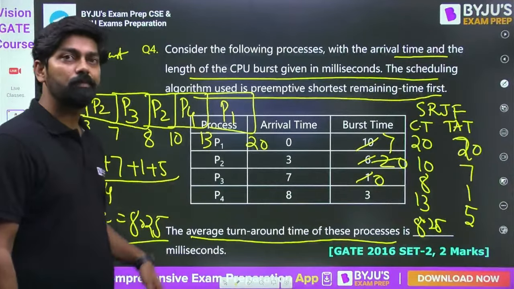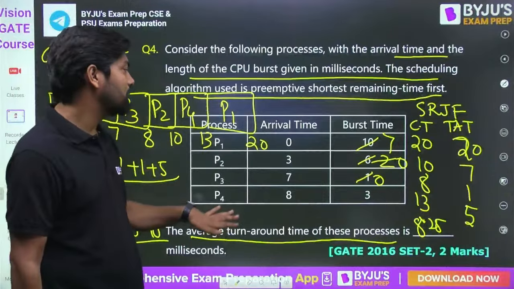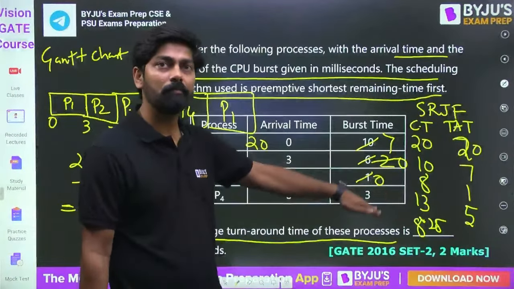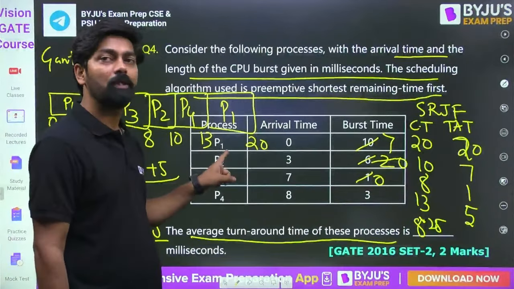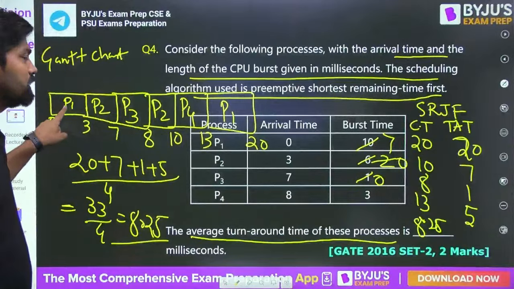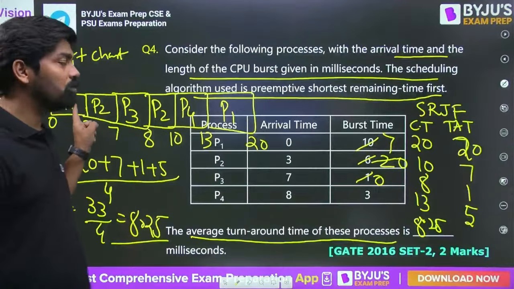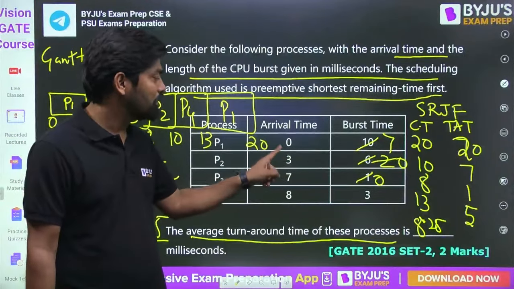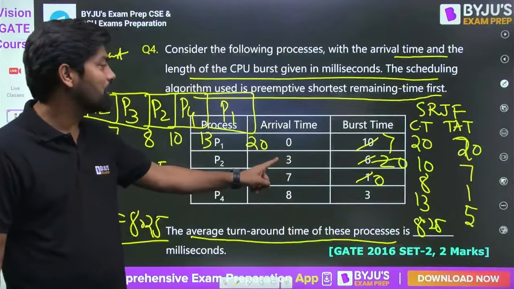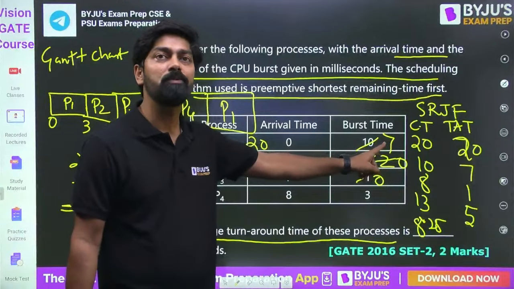Okay. This is a very easy question. In SRJF, the arrival time and burst time are given. At time 0, we have only one process, so that process, P1, will be scheduled to the CPU. There is no need to check after 1 millisecond. We need to check after every 3, that is 3, 7, then 8. At 3, the remaining burst time of P1 is 7.